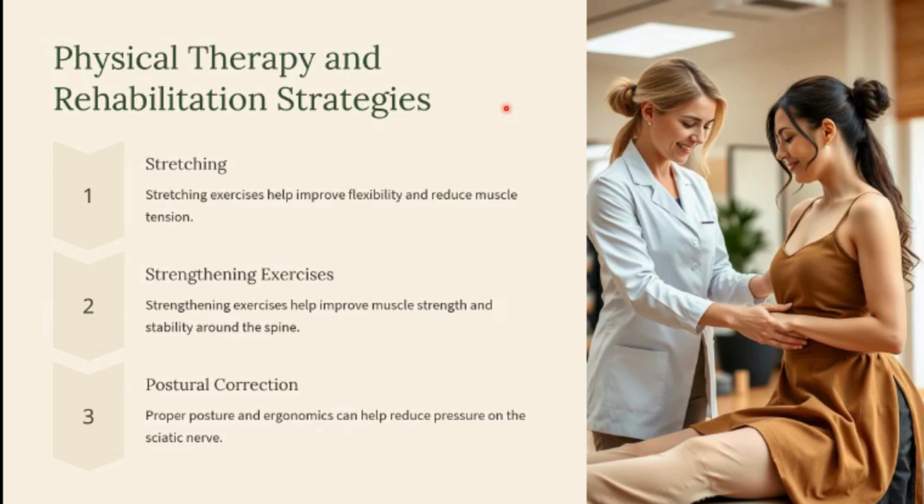First, we'll focus on the stretching exercises. The hamstring and piriformis stretches can help alleviate tension in the sciatic nerve pathways. Stretching exercise may improve the flexibility and reduce the muscle tension. Next, after stretching, we'll move on to the strengthening exercises. Core stability exercises strengthen the muscles surrounding the spine, providing better support. Strengthening exercise helps improve the muscle strength and stability around the spine.